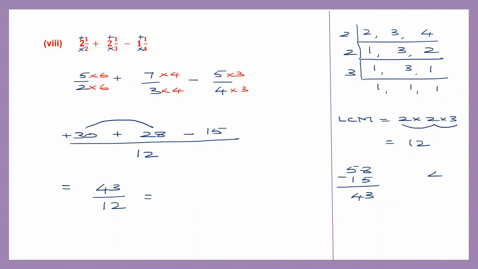Let's convert it. So let's divide 43 by 12. 12 threes are 36, minus, let's borrow, 13 minus 6 is 7. So our mixed number will be 3, 7 by 12. So let's write that down. 3, 7 by 12 is our final answer.